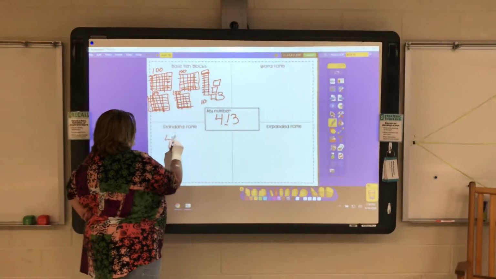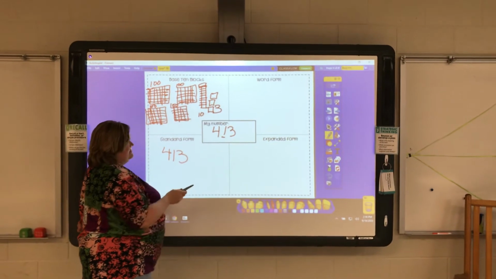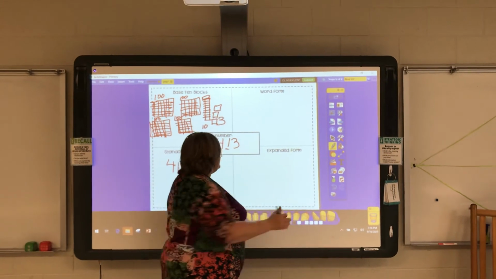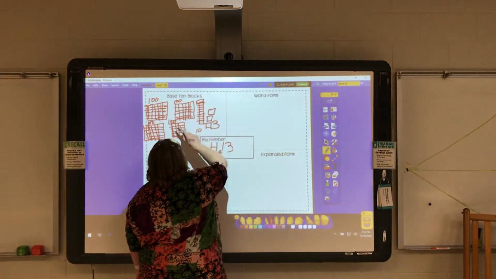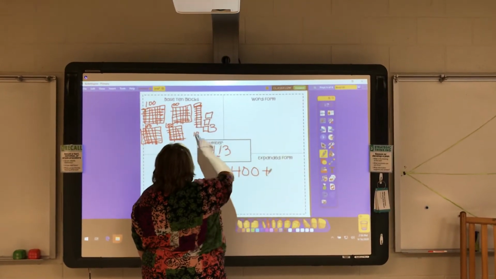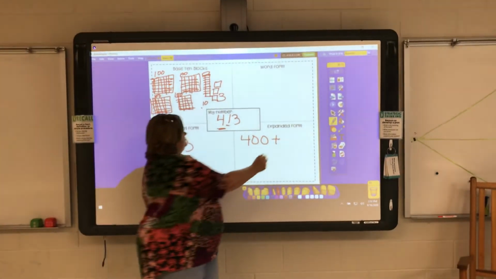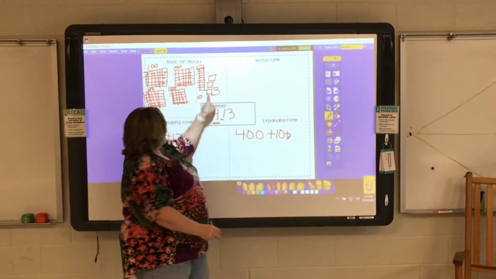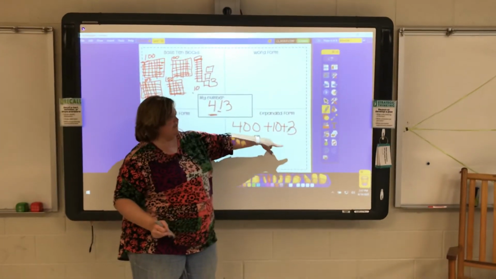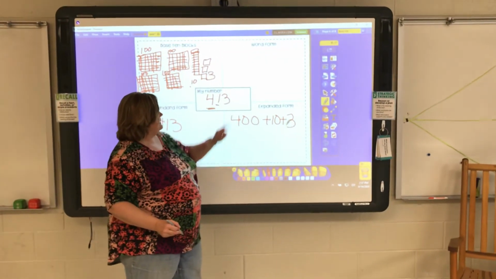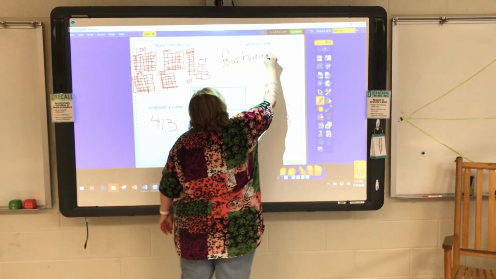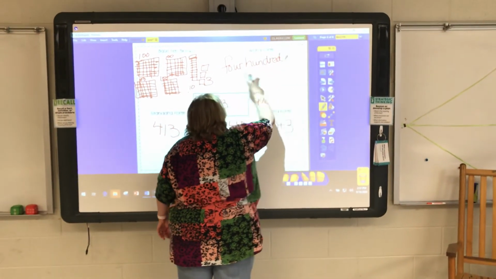Of course, in standard form, you're just going to write it, 413. In expanded form, you're going to take it and stretch it out over the place value. So 4, 400. 1, 10. And 1, 2, 3 ones. 400 plus 10 plus 3 equals 413. And then simply write it in words. 400, 13.